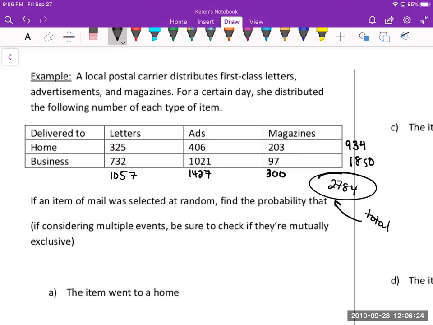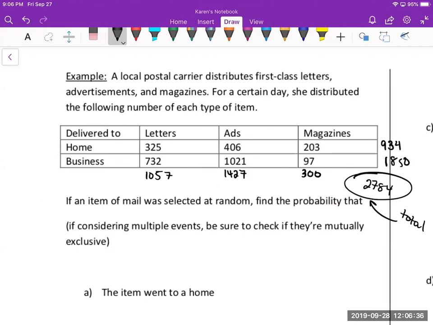Now that we've got all of our how manys sorted, we can start finding some probabilities. Part A is, again, if an item of mail was selected at random, find the probability that the item went to a home. I'm going to go ahead and give some variables now. I'm going to say that home mail is an H, business mail is a B, letters L, ads A, and magazines M. Nice and easy, no repeat letters here.